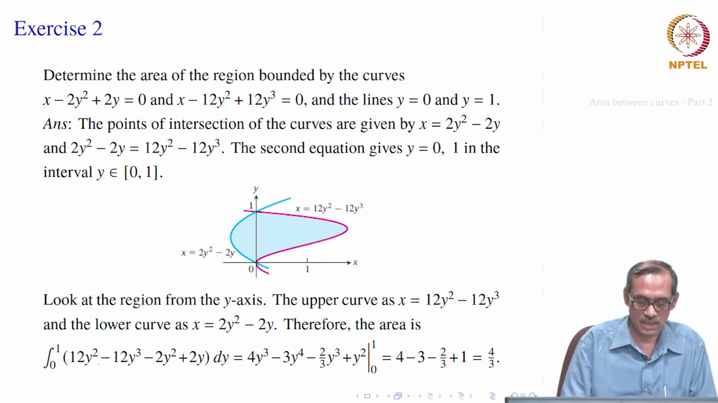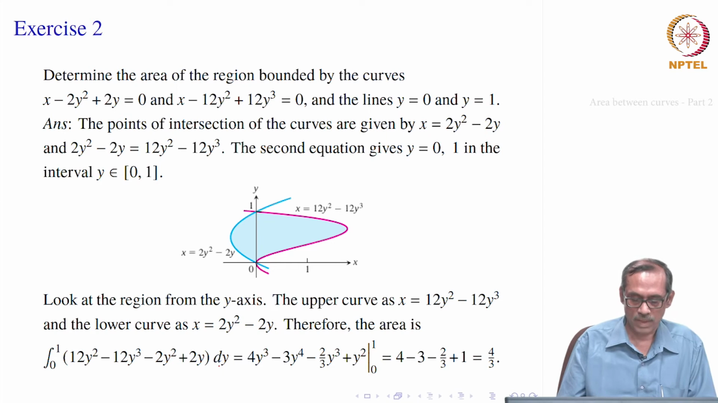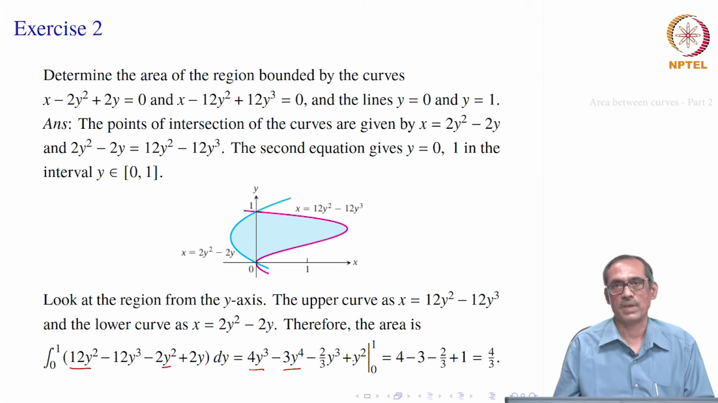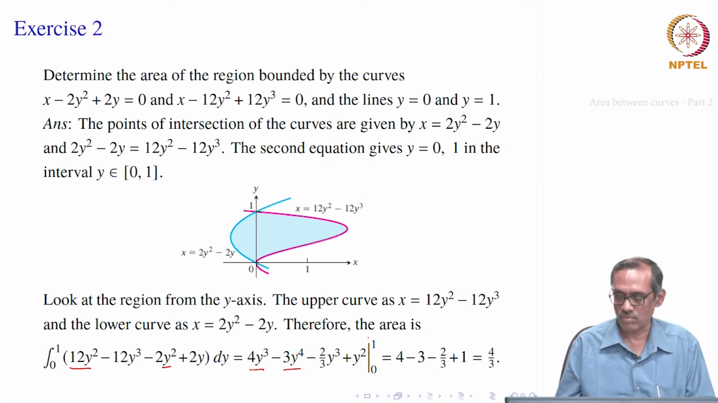So, you write that as the integral of 12y squared minus 12y cubed minus 2y squared, again minus of minus 2y, that is plus 2y. So, this is to be integrated. Fine. So, we know that 3y squared will give us y cubed, so 12y squared has the integral 4y cubed, 12y cubed has the integral 3y to the fourth, and 2y squared gives 2 by 3 y cubed, and 2y has the integral y squared. So, this we evaluate at 0 and 1, and we finally get the answer as 4 divided by 3.